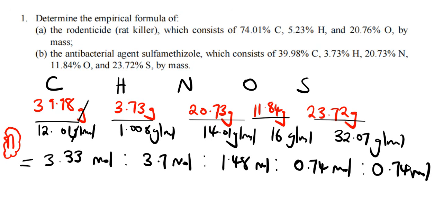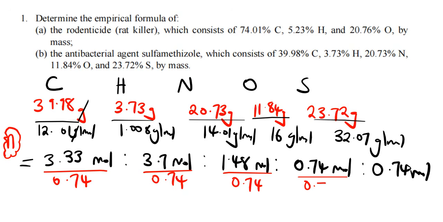So this is what we have as the number of moles. Likewise, we're going to divide by the smallest among these. You can see that 0.74 is the smallest, so I'm going to divide by 0.74 throughout to find the mole ratio. What am I going to have as my coefficients now?